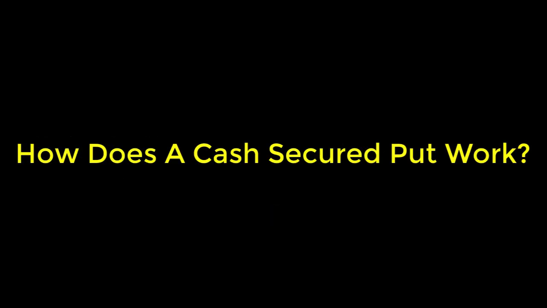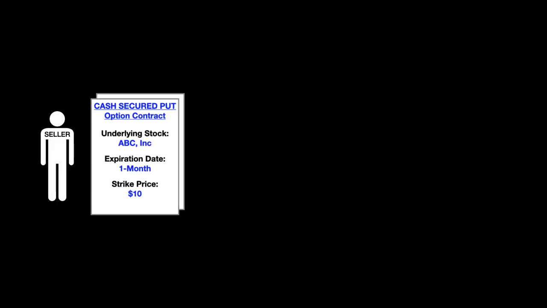Now let's take a look at how a cash secure put option contract works. You already understand that an option contract contains an underlying stock, an expiration date, and a strike price. A seller will decide to sell a cash secure put option contract for a particular stock. Now, in order for a seller to offer the cash secure put option contract, they need to have sufficient funds reserved as their collateral. And this collateral, or the money reserved for their collateral, will be used by the seller in case the option contract gets exercised.